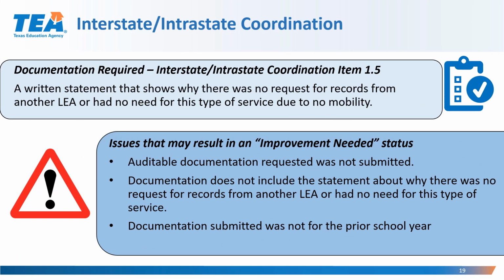Issues that may result in an improvement needed status for 1.5. The audible documentation requested was not submitted. The documentation does not include the statement about why there was no request for records from another LEA or state, or there was no need for this type of service. And we provided you the type of statement that you need to include in your documentation for this. Also, the documentation submitted was not for the prior school year.